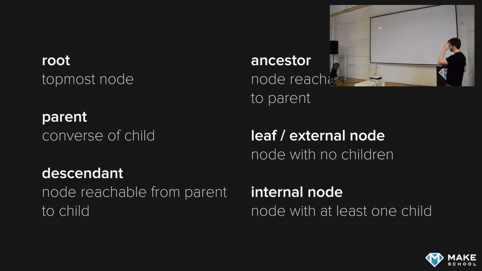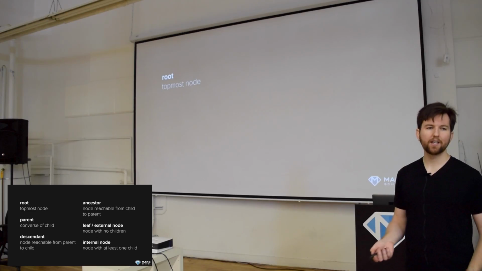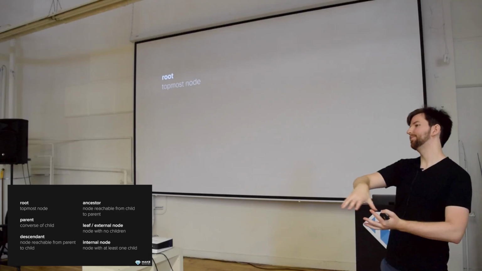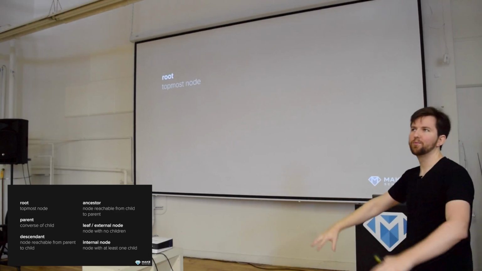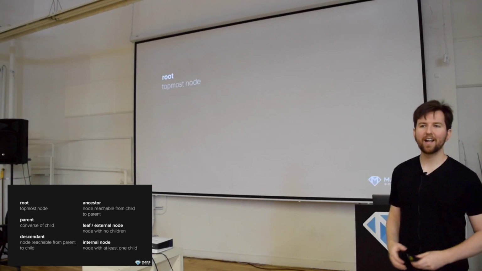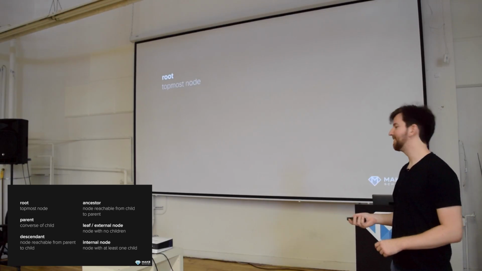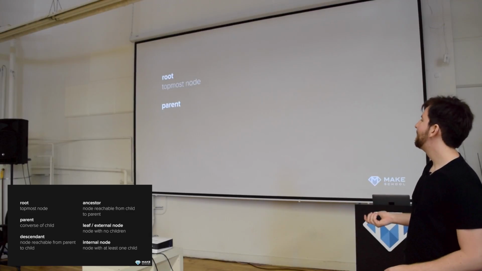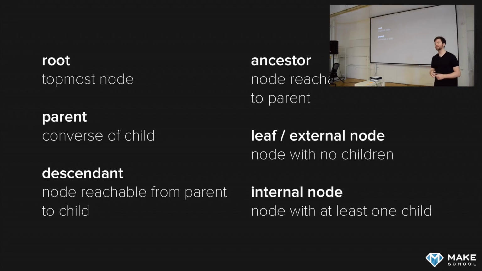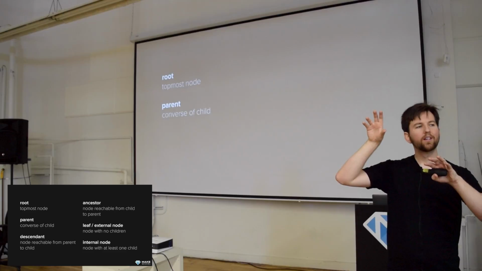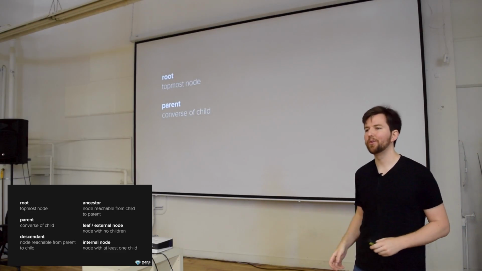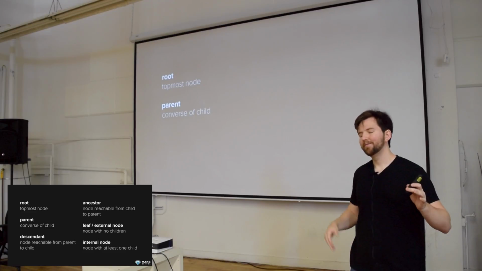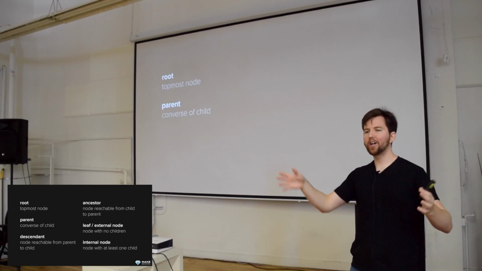So let's talk about some definitions. The root of a tree is the topmost node. That's kind of obvious, it makes sense. If you think of a tree as actually the roots of a tree, then the root is the tree, and then the roots are the nodes, and so let's forget that analogy entirely. That doesn't really help at all. The parent is the converse of a child. So if a node has a child, then that child's parent is the same node. So parent and child are opposites.